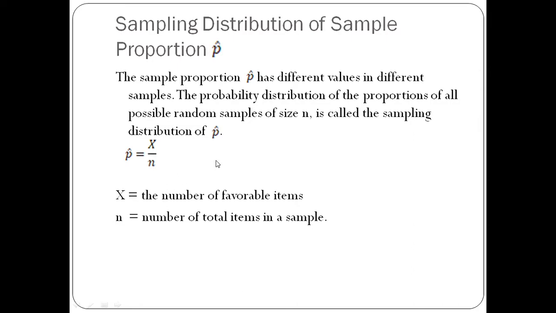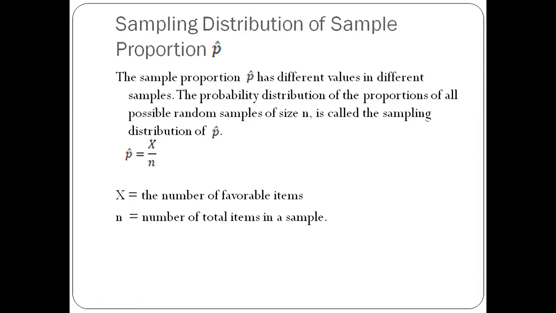Before this, we have discussed the sampling distribution of sample mean, in which we computed the mean of each sample, and then we computed the sampling distribution of mean. But here we are going to use proportion. Proportion is the fraction of the number of favorable items divided by the total number.